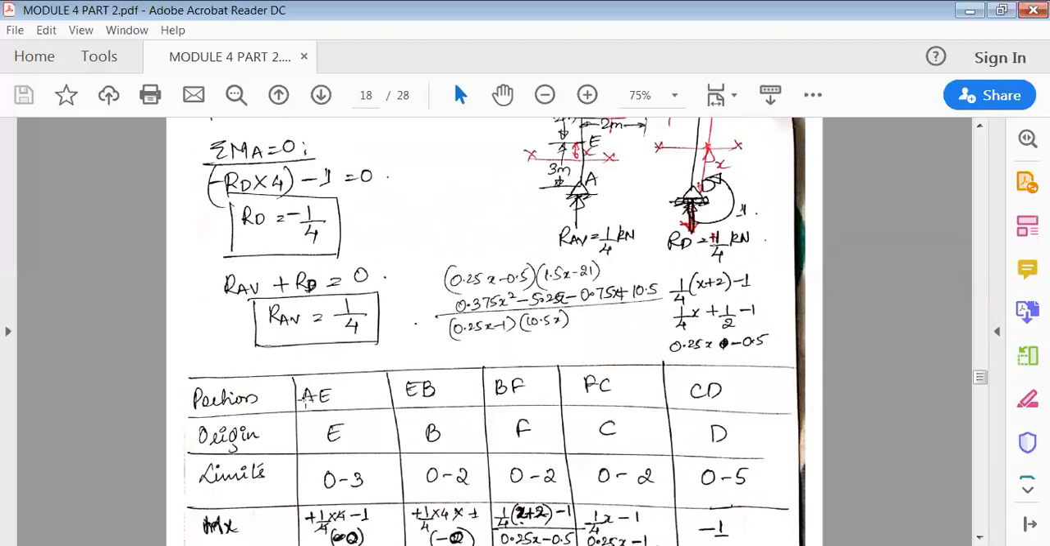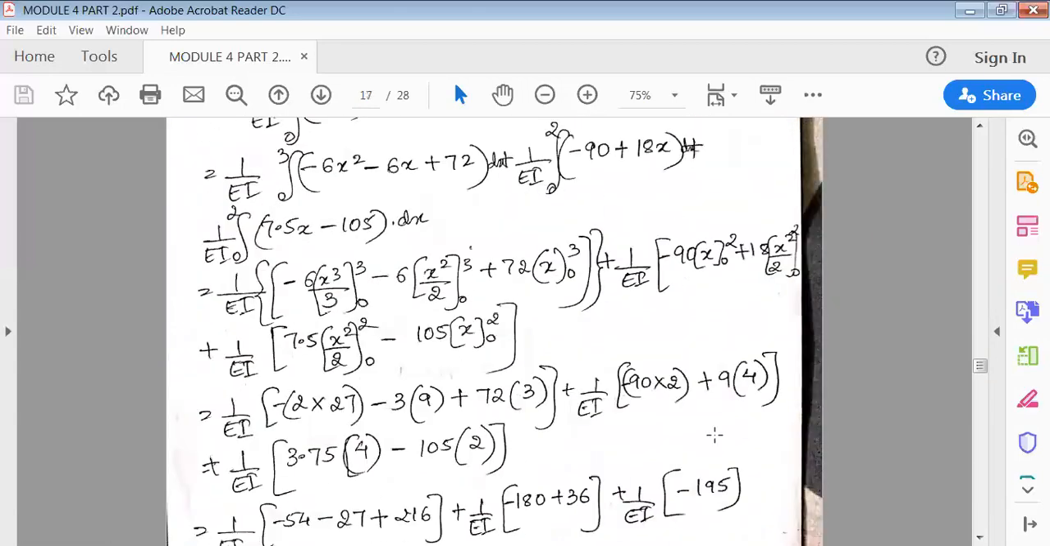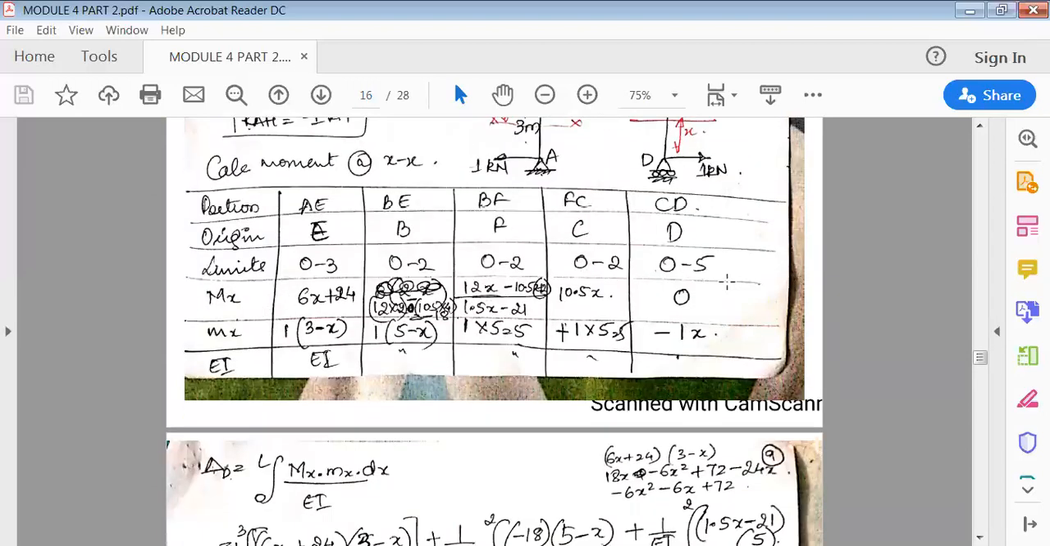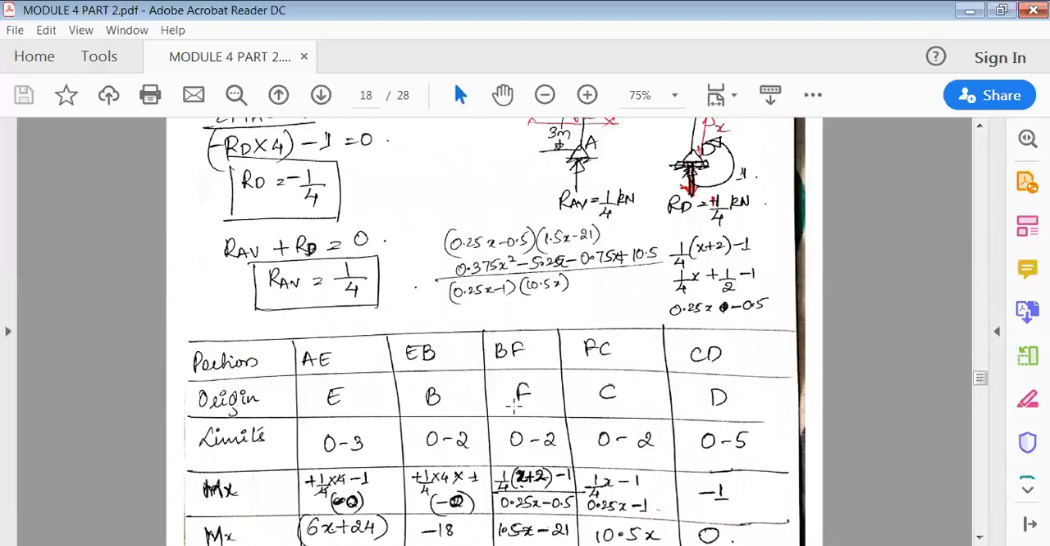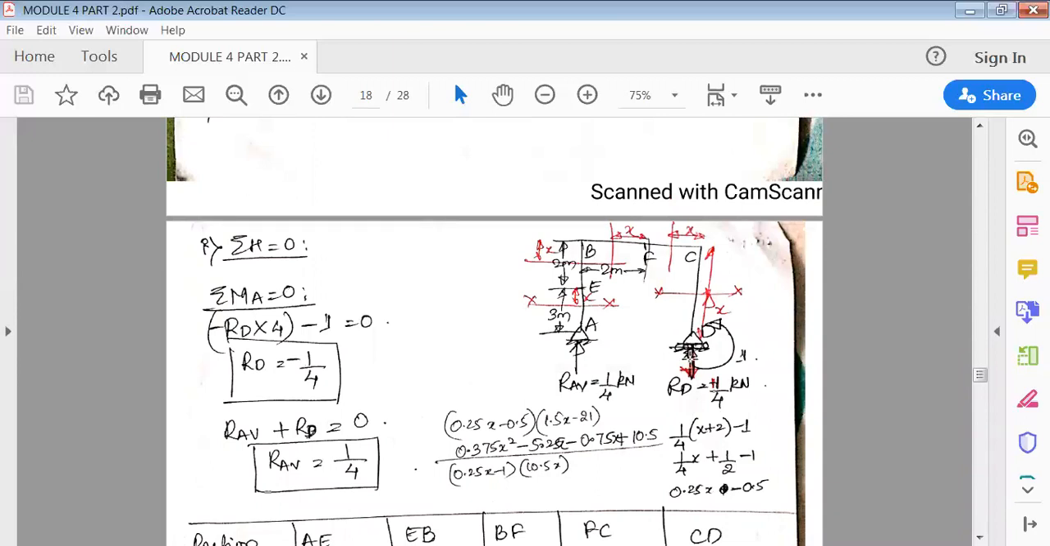Then everything would be the same again: A, EB, BF, FC, CD. Again, the origin is the same, like what you've done previously. Limits are the same. When you're finding moments, it will change. Even the capital MX is the same because external loading would be the same, so this part of the table remains the same. The only thing that changes here is small mx, because we're finding the slope, and we're applying only 1 kilonewton meter. So 1 indicates 1 unit load, 1 kilonewton meter.